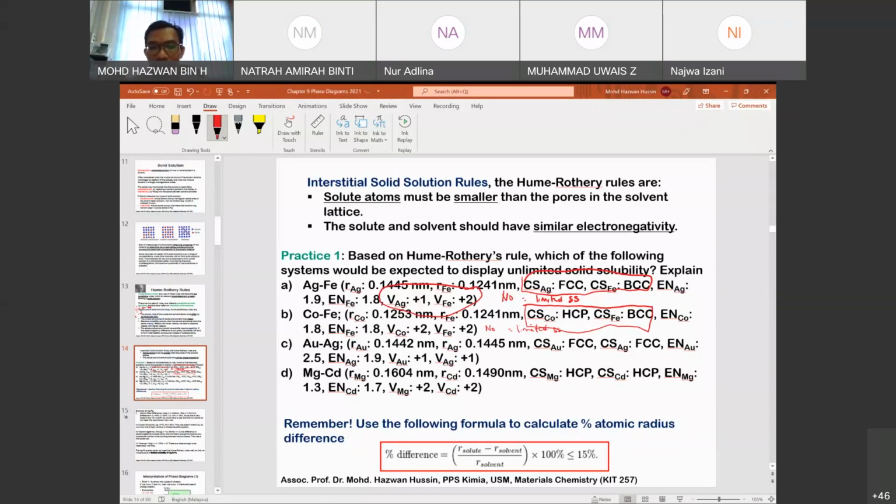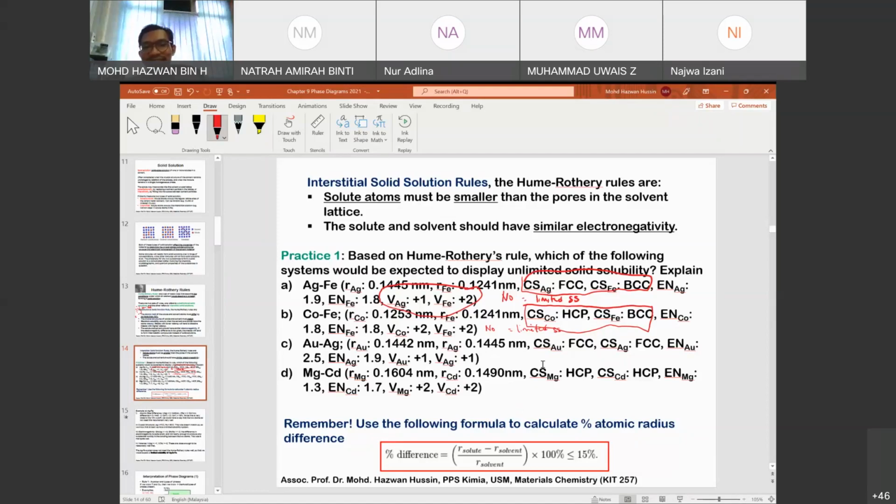Okay. So Natra, Natra, C kan? Betul tak? So macam mana, C boleh ke tak boleh? Tak boleh. Saya rasa tak boleh. Okay. Sebab why you say that it is not possible? Electronegativity dia different quite huge, 0.6. Okay, electronegativity, anyone want to add that one?